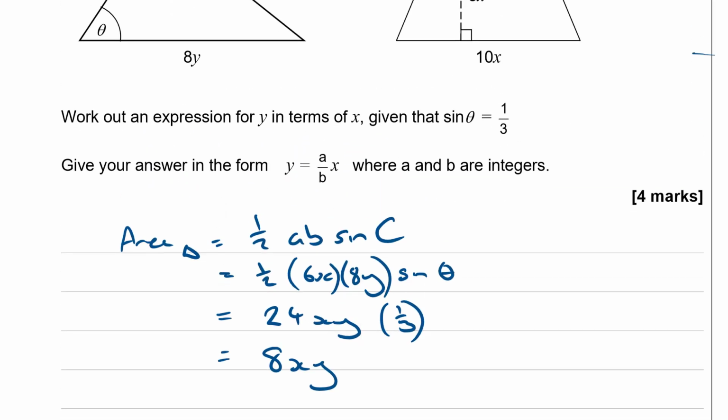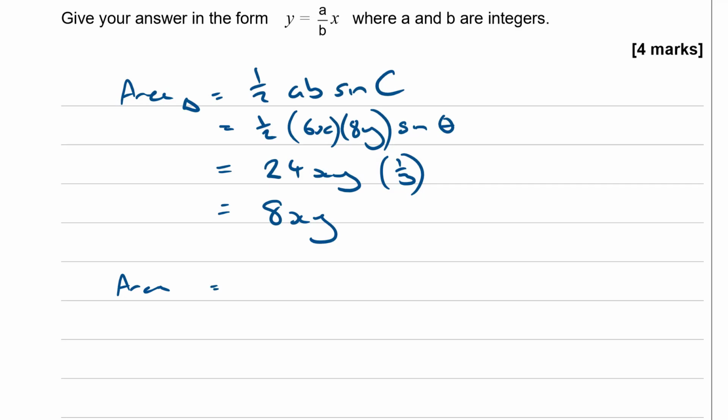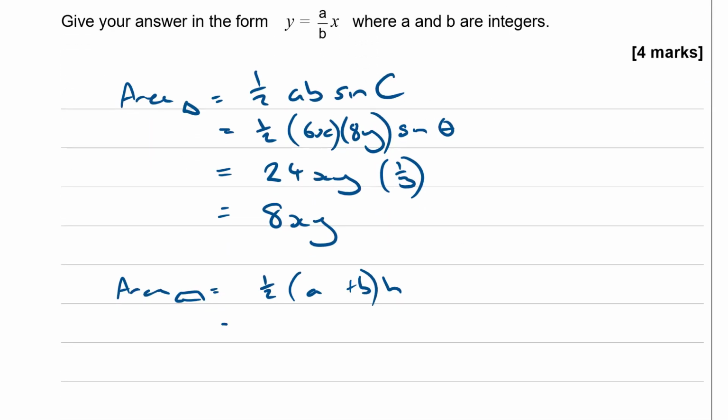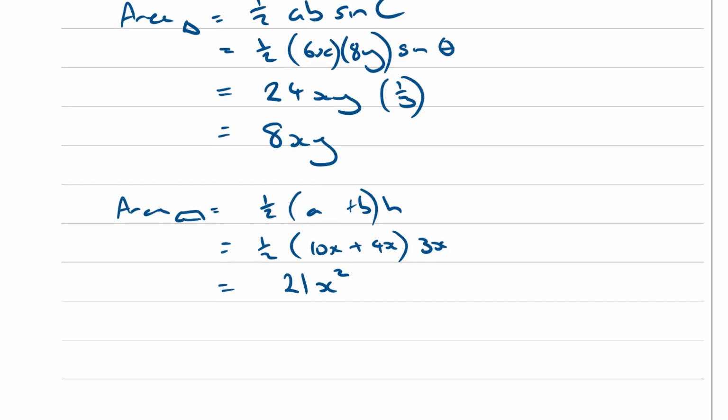Okay, next let's have a quick look at the trapezium. Now the area of a trapezium is equal to a half a plus b times h, where a and b are your two parallel sides, and h is the distance between them. So a is 10x, b is 4x, and h is 3x. So that's going to be half of 10x plus 4x times 3x. Is that right? Yeah. So 10x plus 4x is 14x, divided by 2 is 7x, and times by 3x is 21x squared.